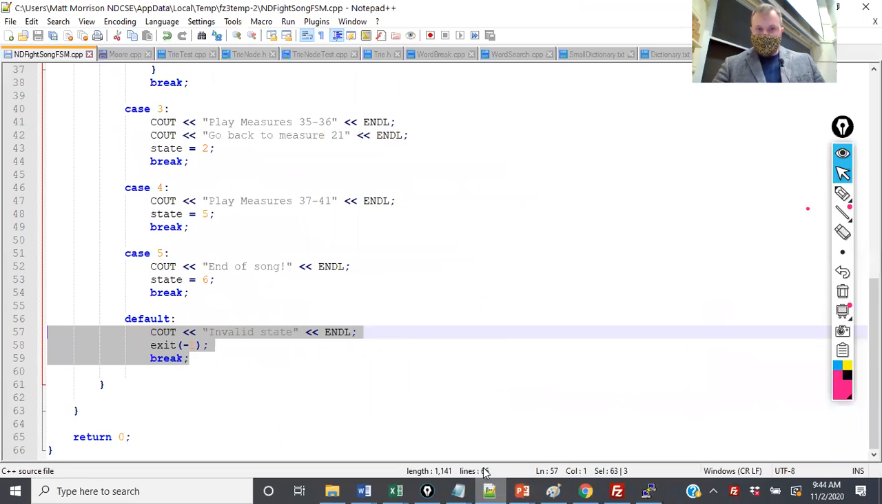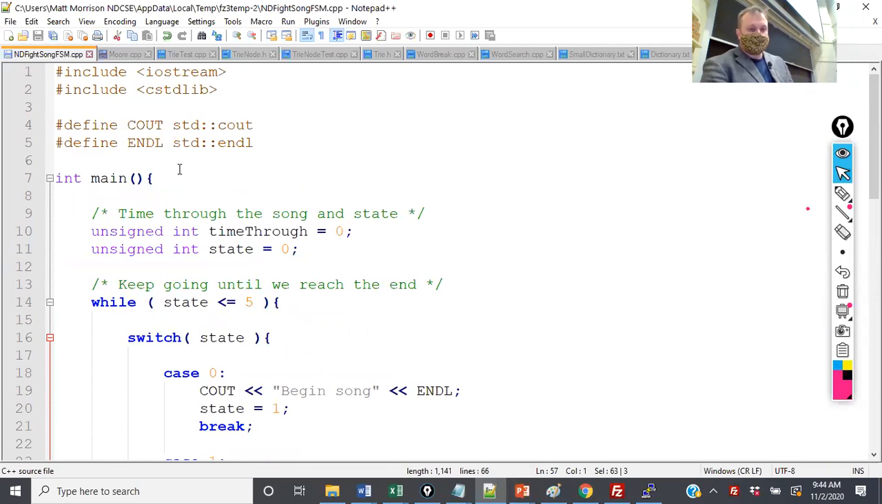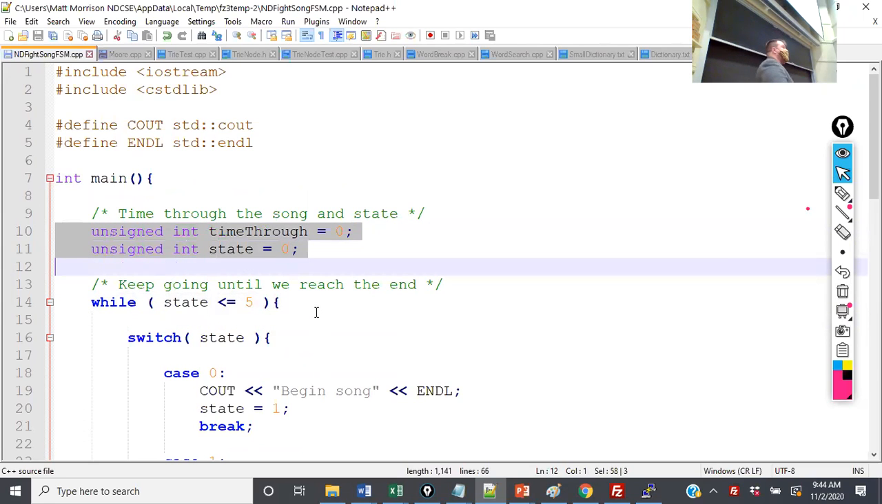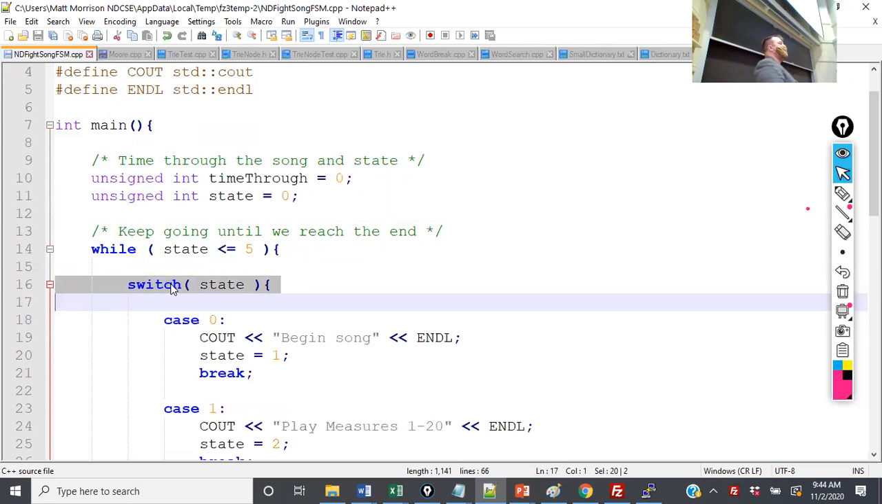And so what I'd like to do is show you a little bit. I put it into code to kind of combine some concepts that we've had. So this is in C++, and I'm going to say while the state is not equal to 5. I have two values that I'm using to keep track of: time through and state. And what's going to happen is I use a switch statement. Switch statements are quite helpful in state diagrams.